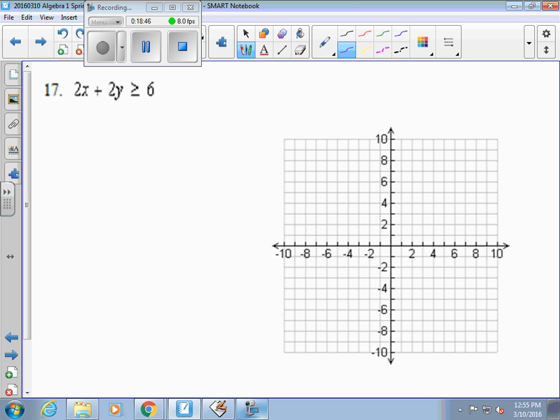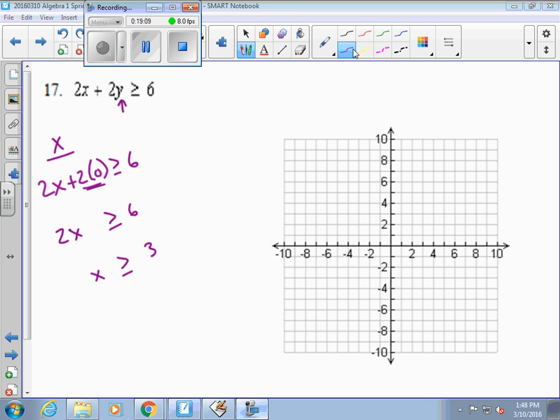The x-intercept is when you plug in 0 for y. So 2x plus 2 times 0 is greater than or equal to 6. Anything times 0, eliminate. 2x plus 0 is greater than or equal to 6. Divide by 2 on both sides, and x is greater than or equal to 3. So your x-intercept is on your x-axis, at 3.